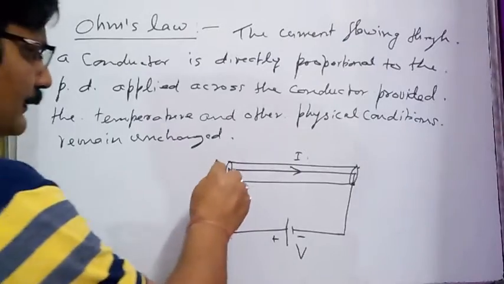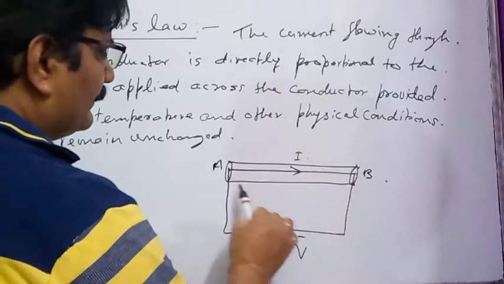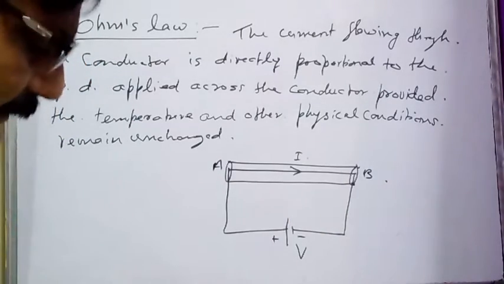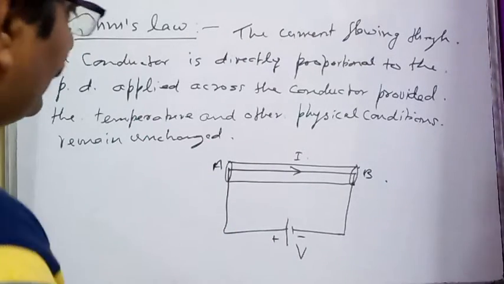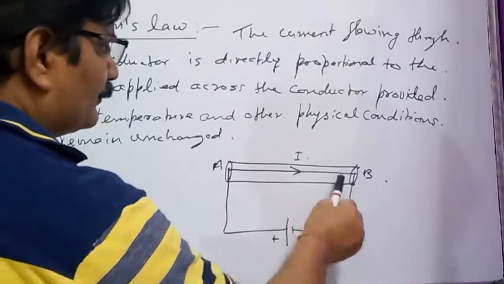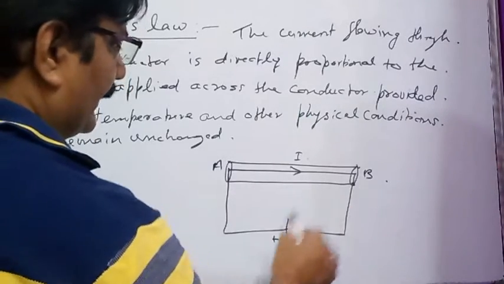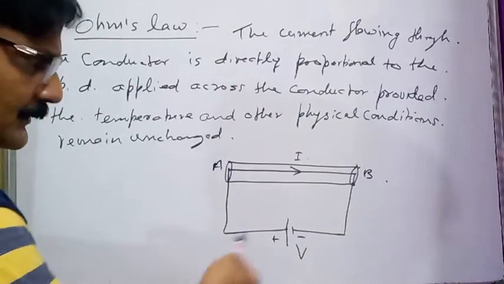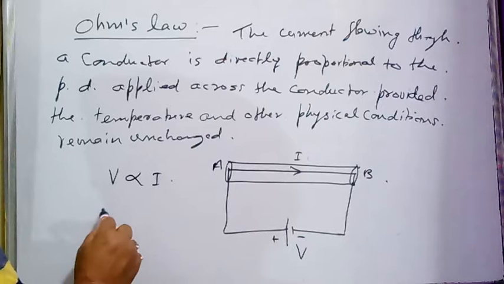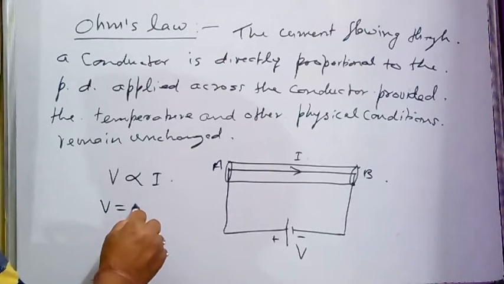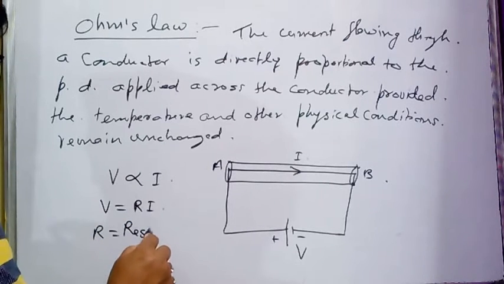Suppose this is a conductor AB. If the temperature and physical conditions of the conductor remain unchanged, physical condition meaning the conductor is not being deformed and remains in its original form, then the current flowing through the conductor, that is I, is directly proportional to the potential difference applied across the ends of the conductor. This is Ohm's law, a simple statement. It means V is proportional to I. If we take a proportionality constant, we can write V is equal to R into I. This R is called resistance.